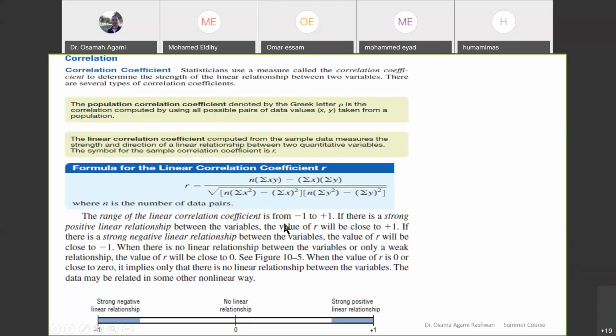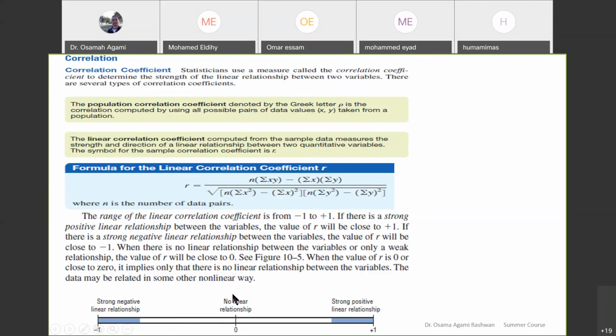So if this value is 0, it means this one equals this one, so you have 0 over anything, it will be 0. So there is no relation between x and y. But if you get less than 0, on the negative side, the relation will be negative. What does negative mean? One increasing and the other one decreasing, and vice versa. But if your linear correlation coefficient is greater than 0, up to +1, it will be positive. It means they are increasing together or decreasing together.